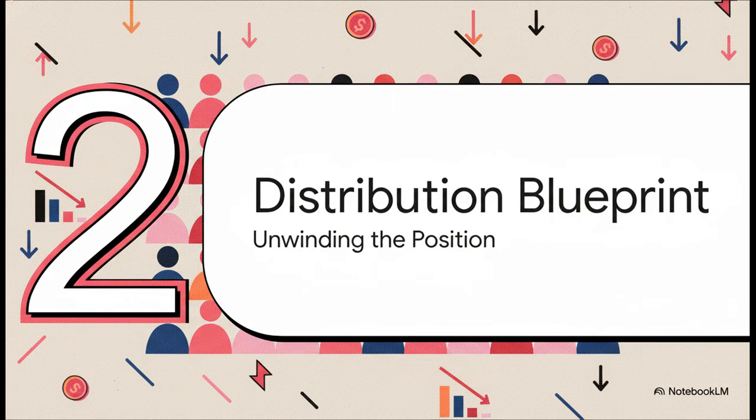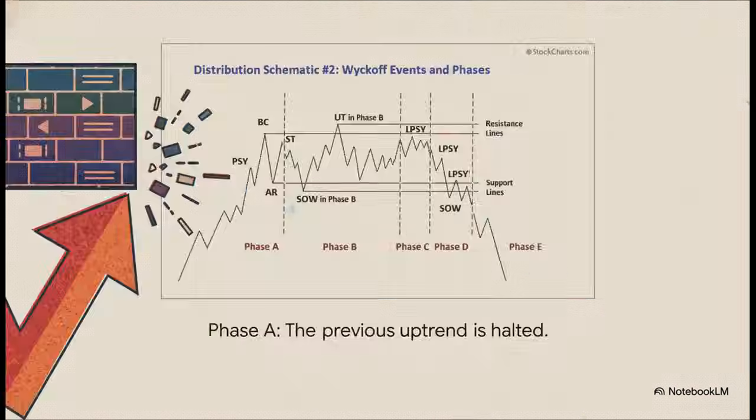It's the perfect mirror image of accumulation, and it's the process institutions use to unload their massive positions onto an unsuspecting public right at the market top. And just like accumulation started by stopping a downtrend, distribution starts in Phase A by stopping a powerful uptrend. All that upward momentum that felt like it would go on forever finally hits a massive wall of selling.